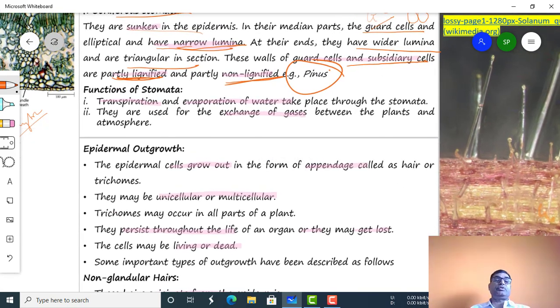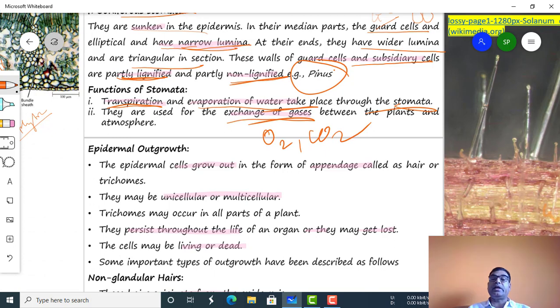Then what are the functions of the stomata? The first function is transpiration. Loss of water in the form of vapor is called transpiration, and evaporation of water takes place through the stomata. Not only transpiration or evaporation of water, but the exchange of gases between the plant and the environment or atmosphere also occurs through the stomata. Various physiological processes operate in the plant, and for these the gases like O2 or CO2 are needed, and these are exchanged through the stomata. So this is about the stomata.